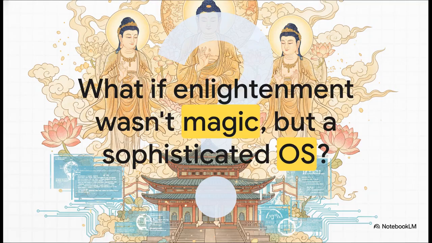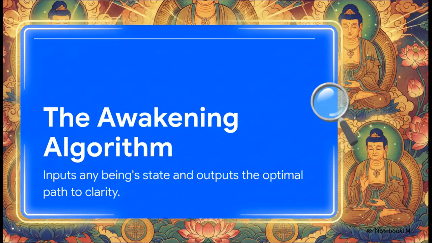What if enlightenment wasn't some mysterious, magical thing? What if it was actually more like installing a really powerful, really specific operating system for your mind? In this framework, the Buddha isn't just a person, but an awakening algorithm engine. It's a system, right? It's designed to take any input, like whatever state of confusion or suffering someone's in, and then it just outputs the perfect, totally customized path to get them to a state of clarity.